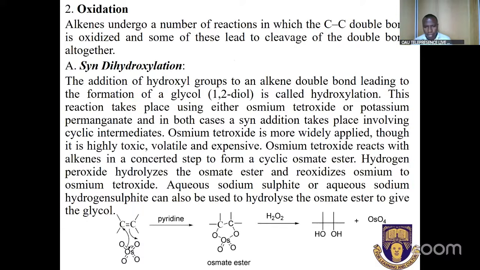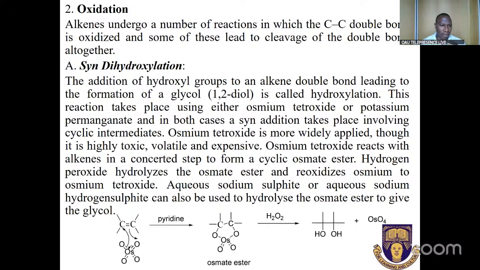Okay, so that will be the end of our discussion of addition reactions of alkenes, looking at the formation of halohydrins. Now we go on to oxidation reactions, which is another type of reaction that alkenes undergo. Alkenes undergo a number of reactions in which the carbon-carbon double bond is oxidized. This normally leads to cleavage of the double bond in some of the cases.